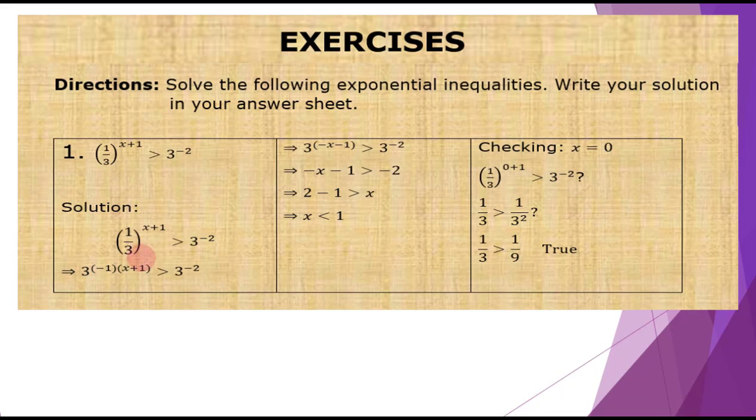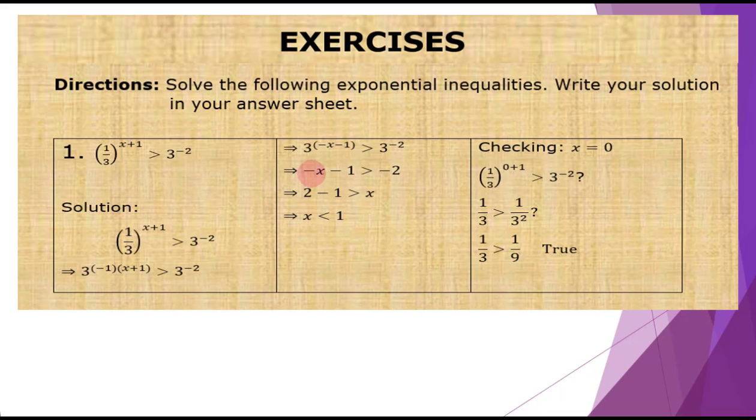Then, raise it to the exponent x plus 1, we just copy, and copy the greater than symbol, and copy 3 raised to negative 2. Now, since they have already the same base, this exponent, negative 1 times quantity x plus 1, must be greater than negative 2. So we have it here. And in this case, we can solve for the value of x.